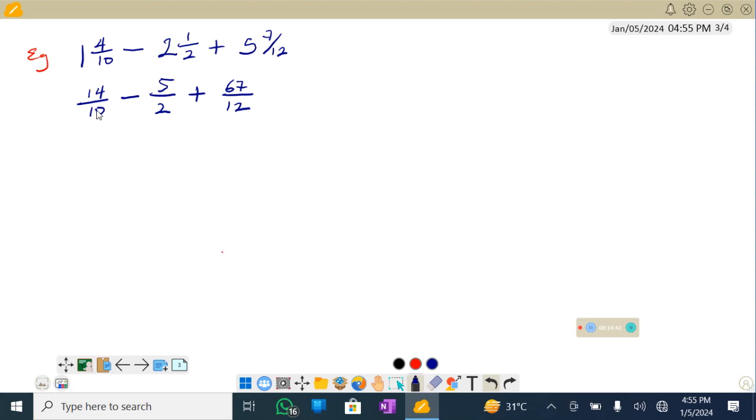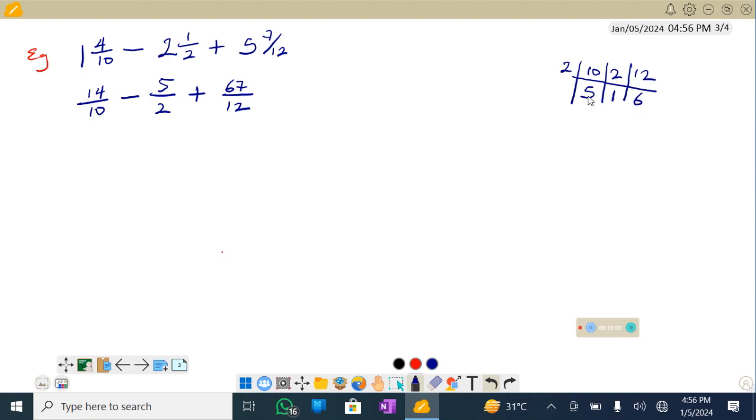Okay, now we have 10, 2, and 12, so we need to find the LCM of these numbers. So let's come here and work it out. 10, 2, and 12. So what can we use to divide? 2 can go in all, so start with 2. 2 here will give us 5, 2 here will give us 1, 2 here will give us 6.